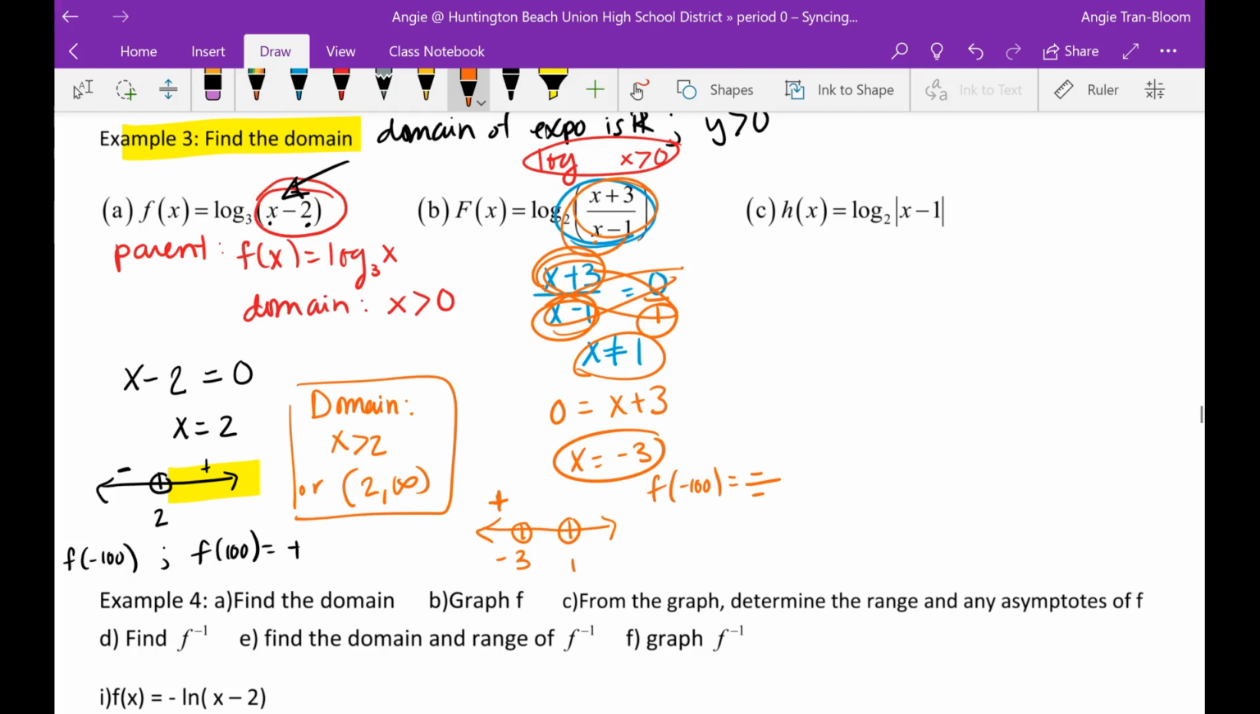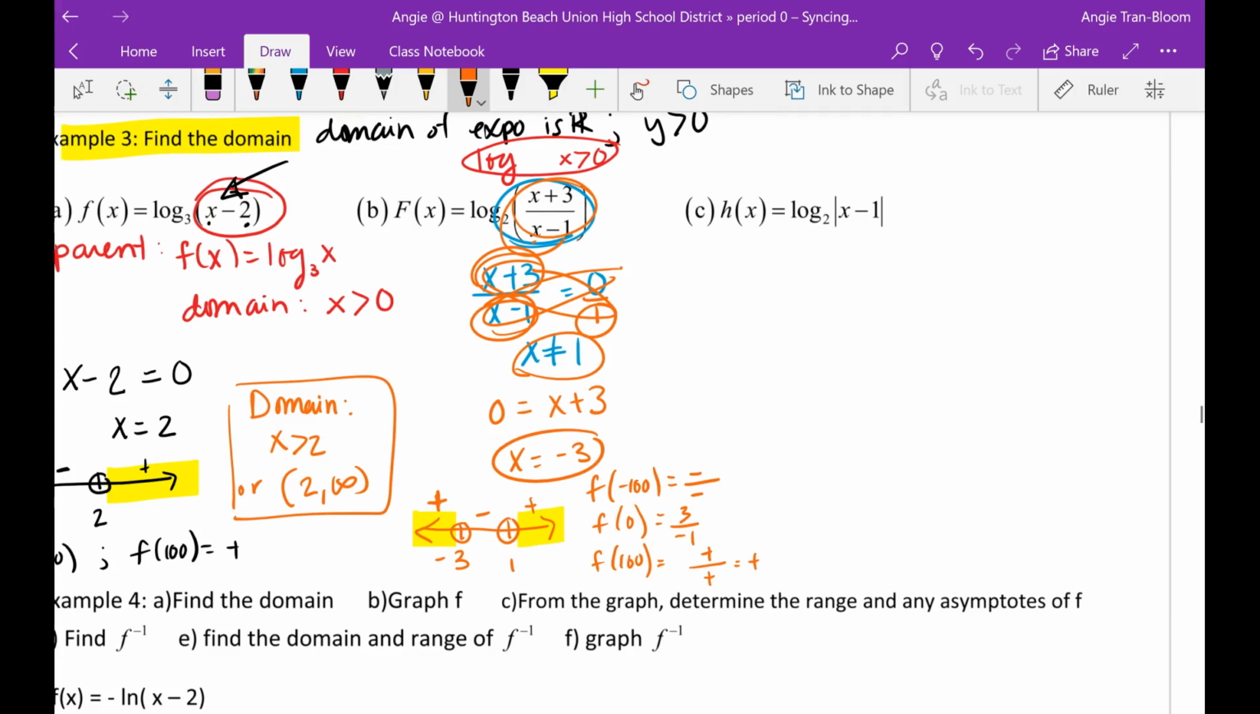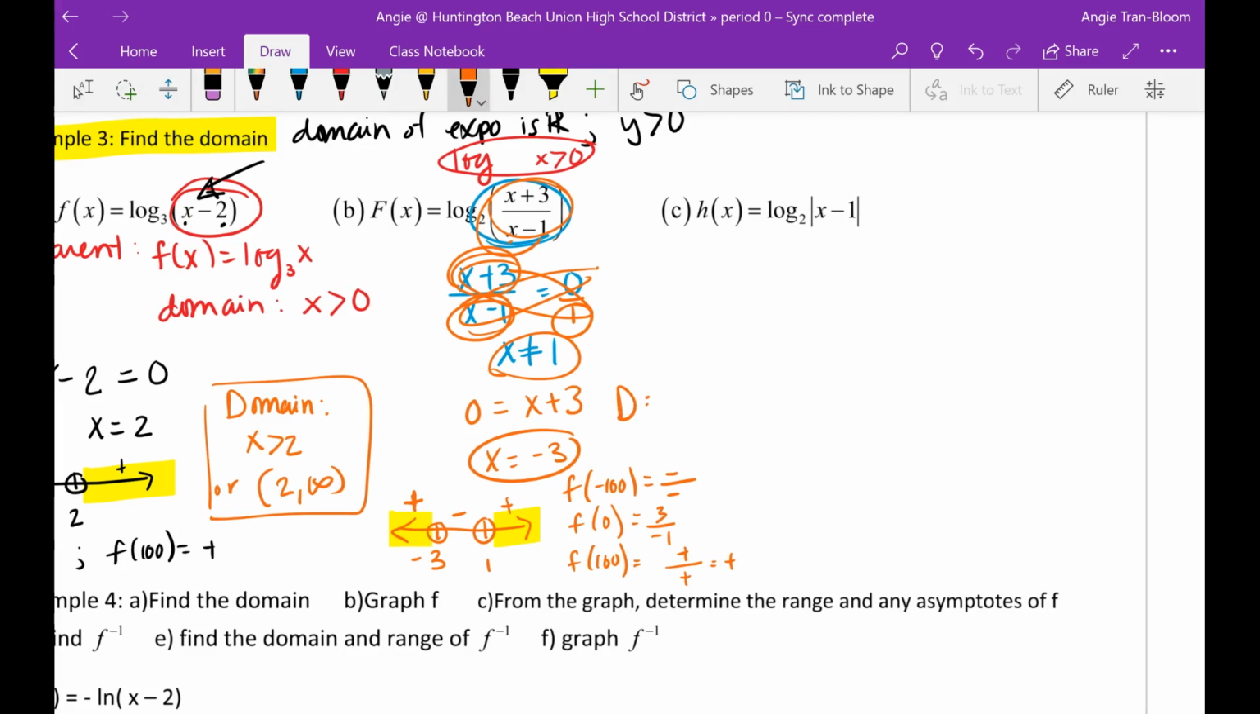Now, in between negative 3 and 1, I'm going to pick 0. If I pick 0, on the top is 3, on the bottom is negative 1. That's negative, which is not okay. Then I pick positive 100, 1,000, whatever really big value you want. The top is positive, the bottom is positive, so that gives you positive. So look at this: your domain is here and here. How do we write that? Domain: negative infinity to negative 3 non-inclusive, union 1 to infinity. Write it as an interval, it's a lot easier.